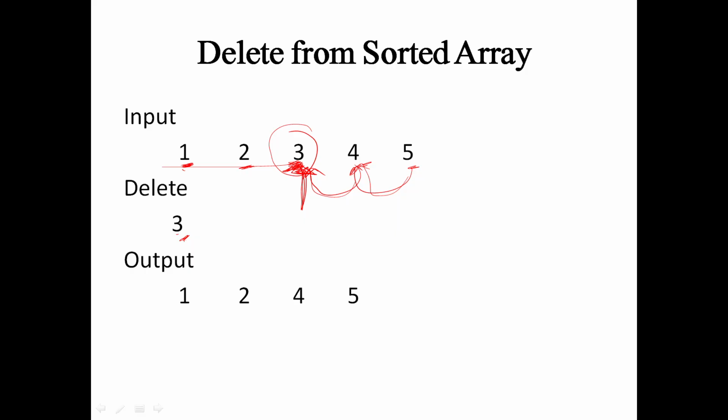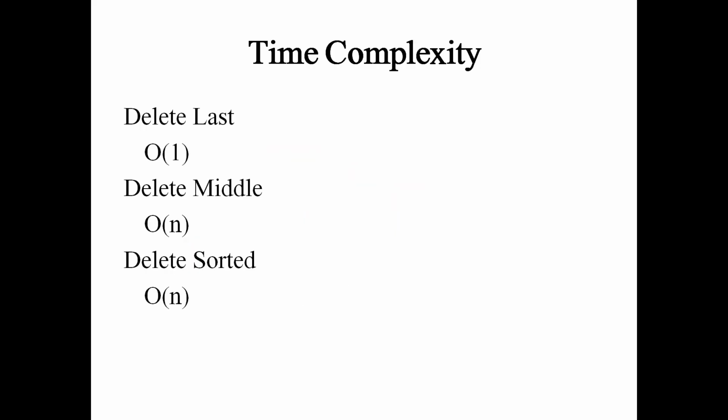Exactly the same idea. So deleting the last element is very fast, which takes only order of 1 because it has no for loops, it has no shiftings. Deleting from the middle and deleting from a sorted array, they require shifting many elements. Okay. So as we always consider the worst case, every remaining element may need to move. So all the elements may need to move. Hence the time complexity for these two cases is order of n.